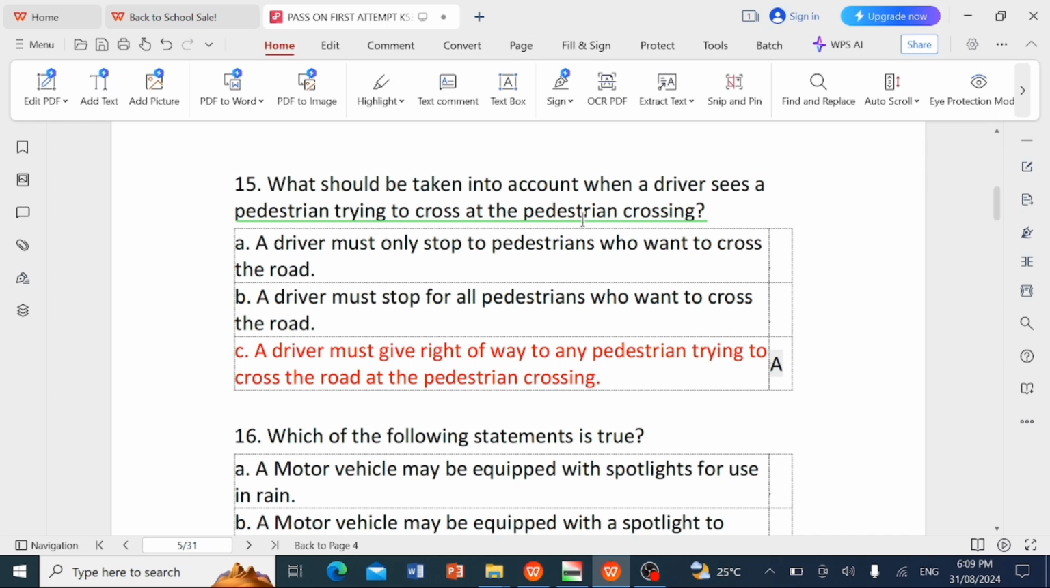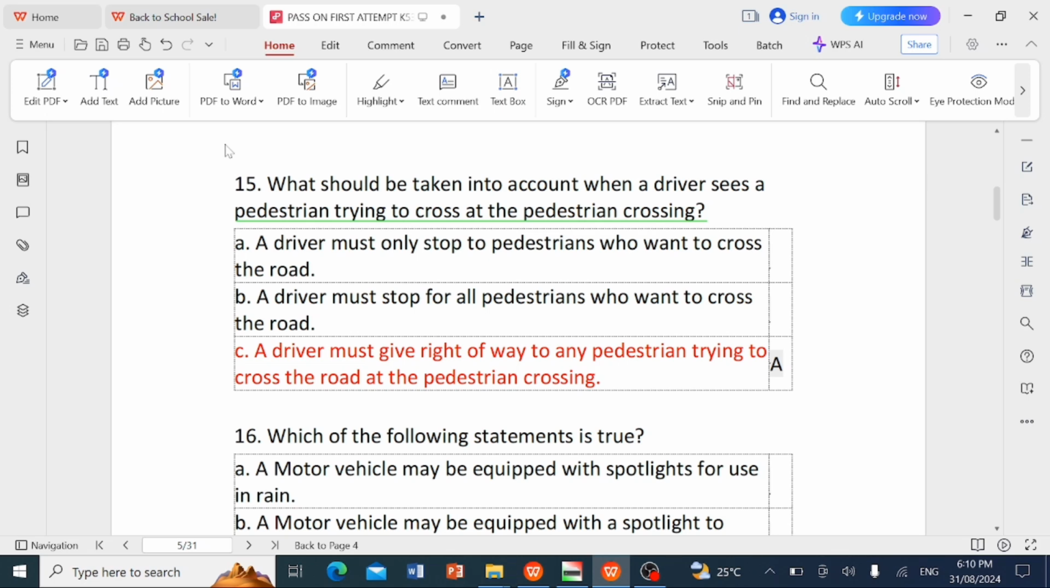B, the driver must stop for all pedestrians who wants to cross the road. C, the driver must give the right of way to any pedestrians trying to cross the road at the pedestrian crossing. Okay. So here I want you to take note. Here we have a driver and also have a pedestrian, and here both the driver and the pedestrians are at the pedestrian crossing. So it's termed the pedestrian crossing because the pedestrian has the right of way at that intersection.